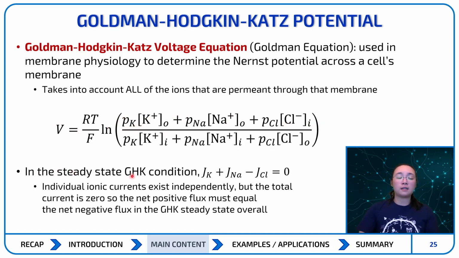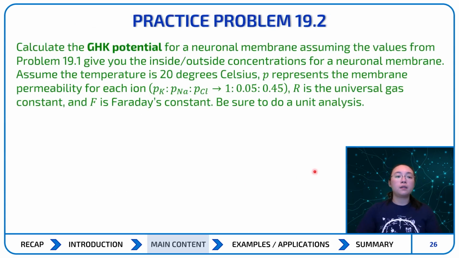In the steady state GHK condition, you do have an overall net flux of 0. So the individual ionic currents exist independently, but the total current is 0, so your net positive flux must equal your net negative flux. So the condition for GHK is that you have all your positive flux equaling your negative flux. So JK plus JNa is going to be equal to JCl. So using that basis and that equation, try this practice problem.